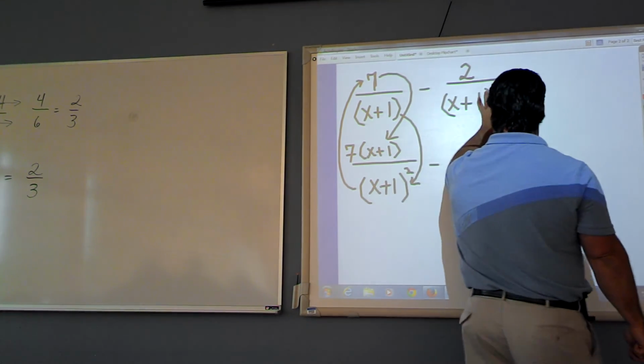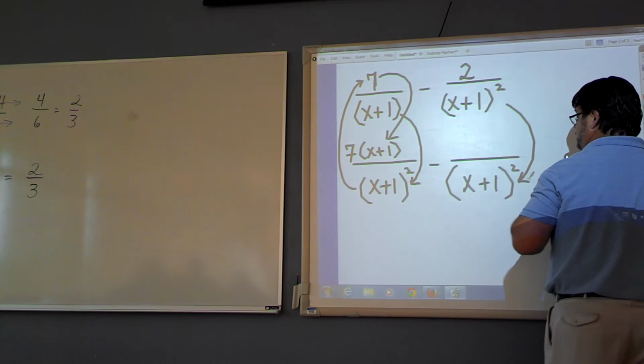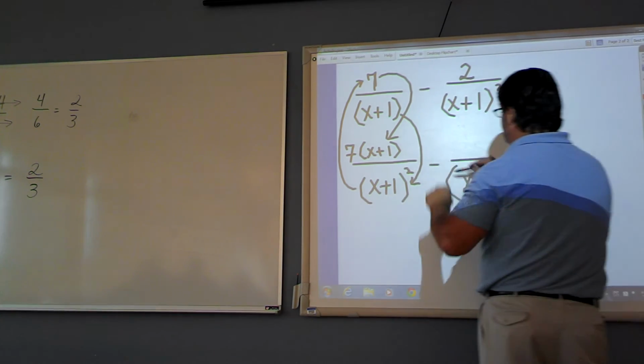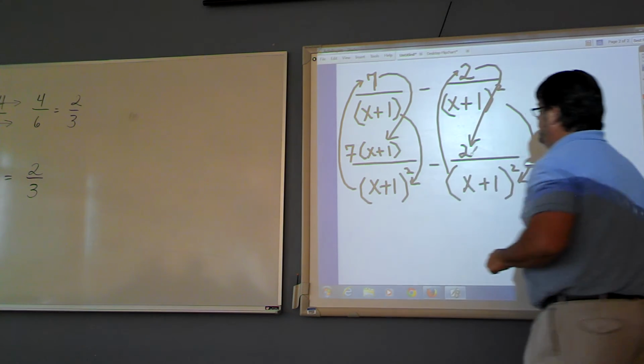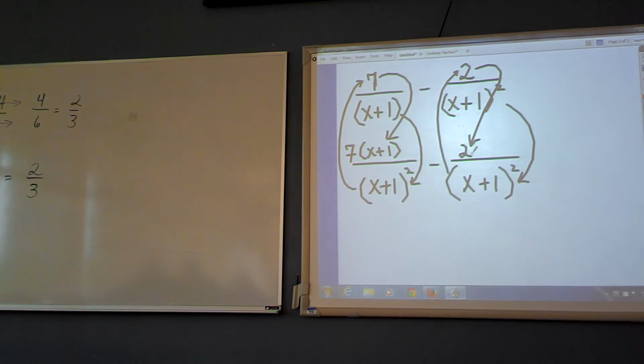x plus 1 quantity squared will go into x plus 1 quantity squared 1 time. 1 times 2 is 2. So that's the one that didn't change. Now, sometimes both of them will change, but if you go with the highest exponent, one of them will not change. The way I remember it, whatever you multiply by the bottom, you have to multiply the top by the same number. Yeah, that's pretty much it.